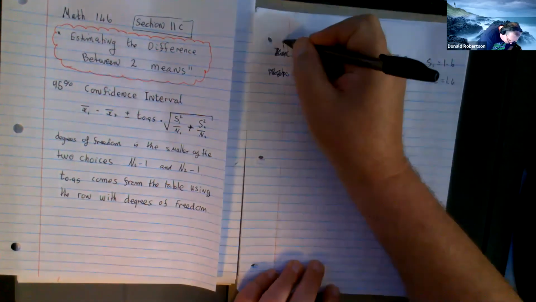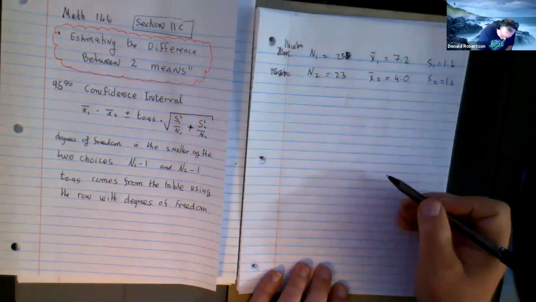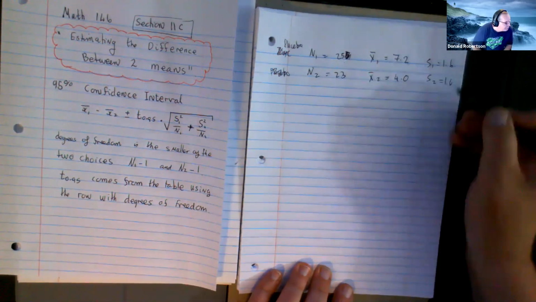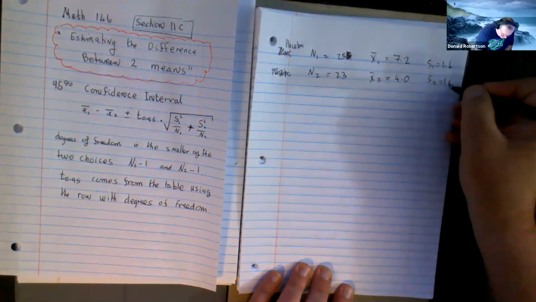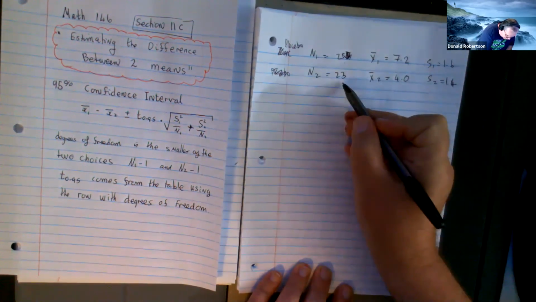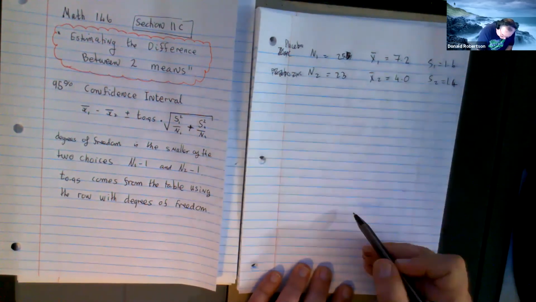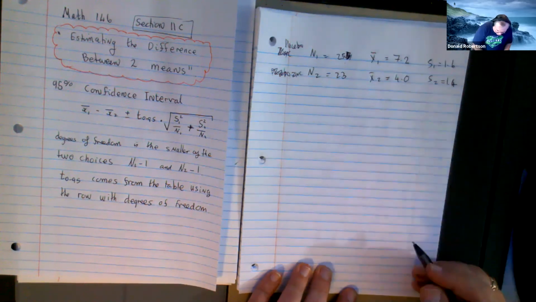The ones who took the placebo, there were 25 in that group, 7.2 days to recover, standard deviation 1.6. The second group, the ones who got zinc, 23 in that group, 4 days to recover, standard deviation 1.4.